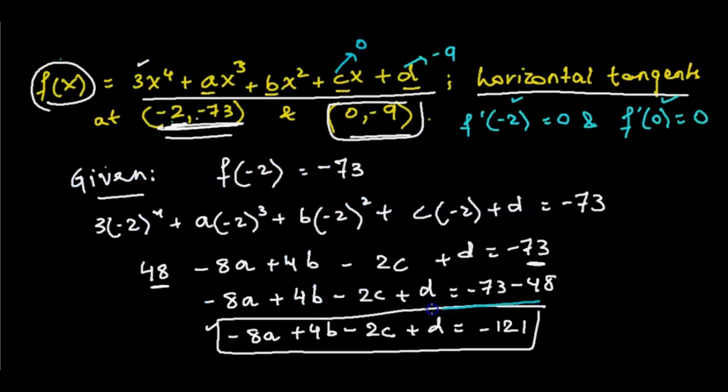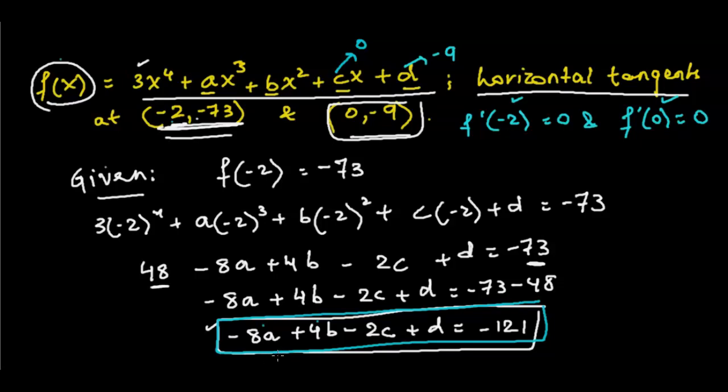Now we can use this equation as well as the equation that we got from the derivative function together to determine the unknown variables a and b. Always remember that if we have to determine two unknown variables, we need at least two equations. And if we have to determine three unknown variables, then we need at least three equations.